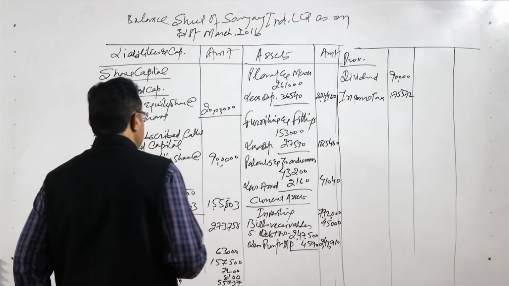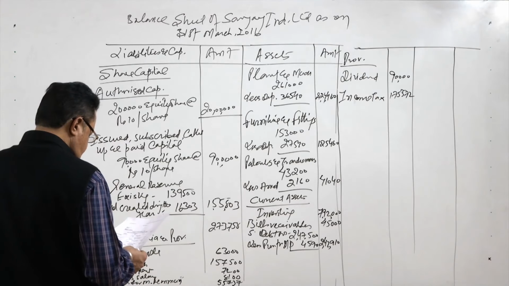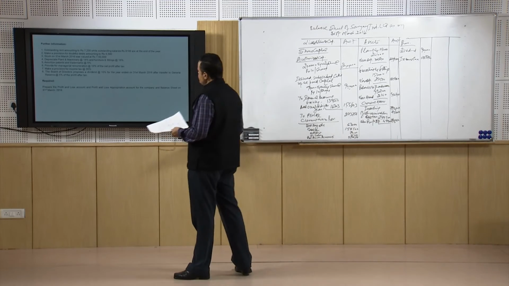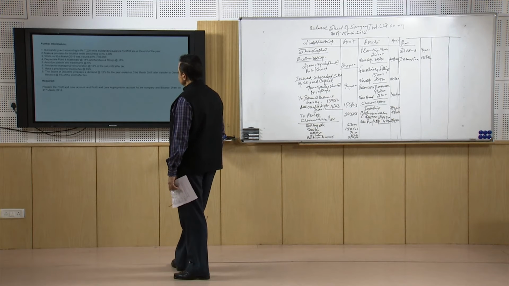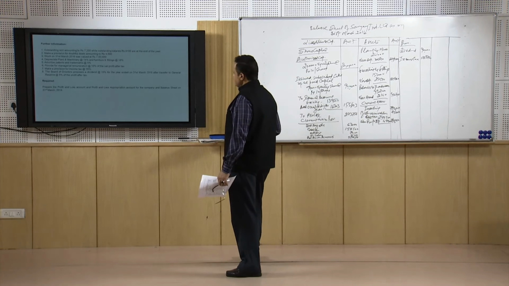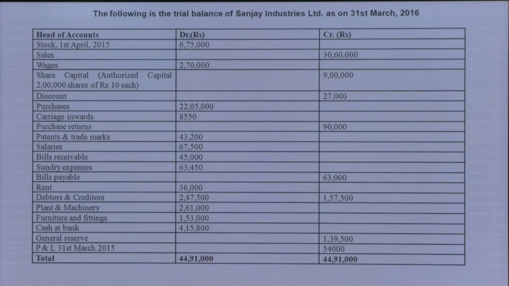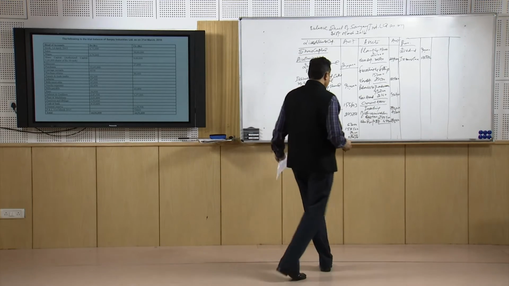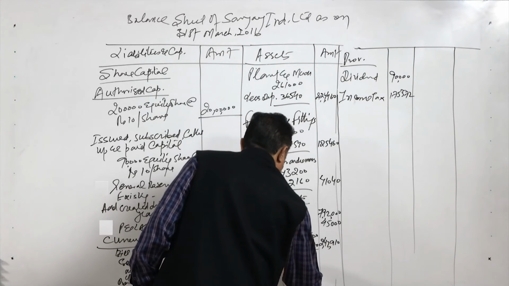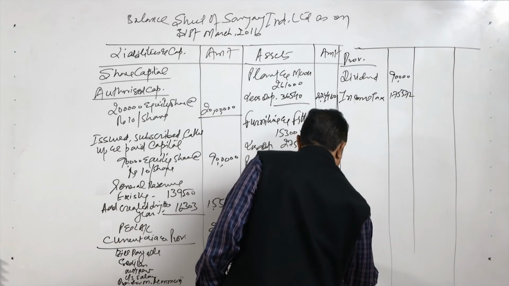What else is left? We have taken the plant and machinery, furniture, patents and trademarks, inventory, debtors, and bills receivables. Now for the last asset, let us check whether any item is left. Outstanding liabilities, provisions, stock, depreciation, amortization, managerial remuneration, provision for income tax, dividend, everything is done. Is there any cash left? There is no cash in hand, the entire cash is at the bank, which is 4,15,800.